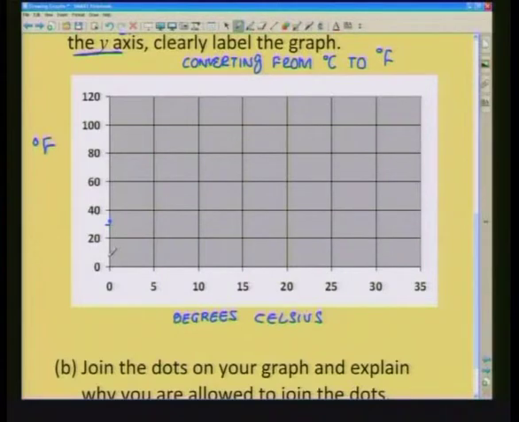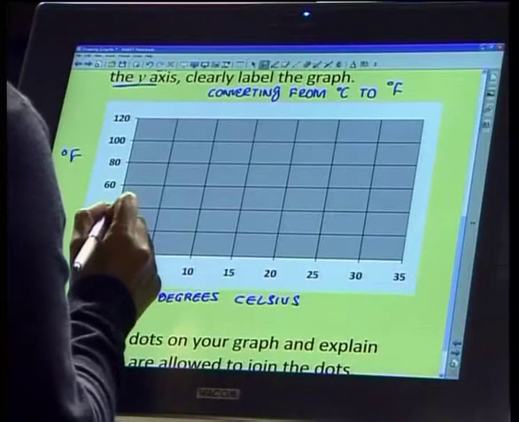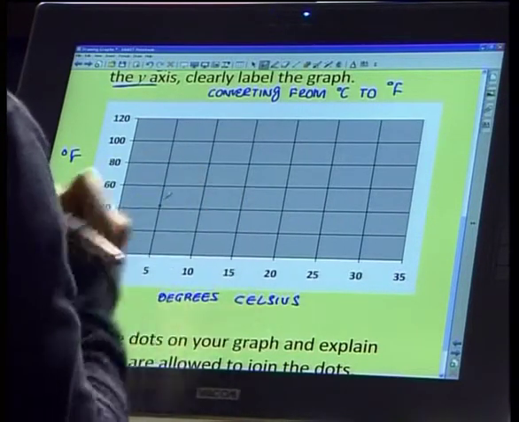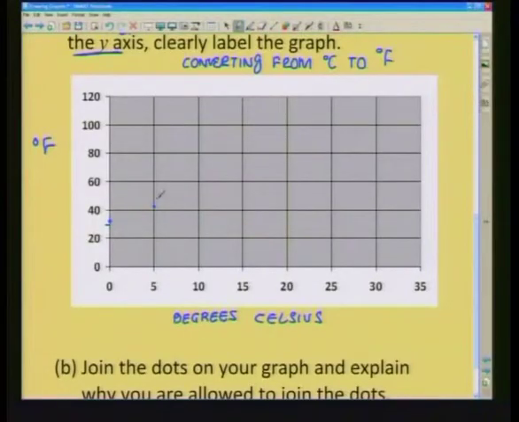Then at 5, we had a value of 41. So 40 is at that point, so 41 must be slightly above that. And we make a little dot where we think that is. At 10 degrees Celsius, that corresponded to 50 degrees Fahrenheit. So now here, 50 is somewhere between 40 and 60. We know that to get from 40 to 60 is 20 units. So halfway would be 10 units, and at that point would be 50. So at 10 degrees Celsius, we plot 50 degrees Fahrenheit.